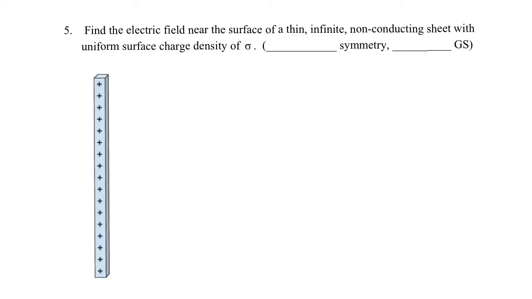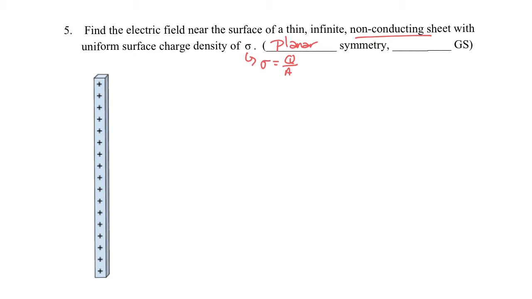Okay, next problem. We've got a thin, infinite, non-conducting sheet with uniform charge density, sigma. Remember that sigma is charge per area. What we have here is planar symmetry.